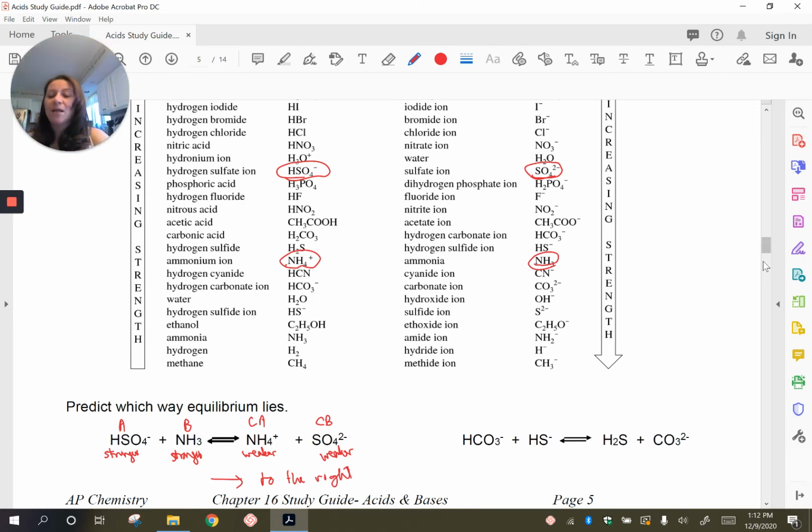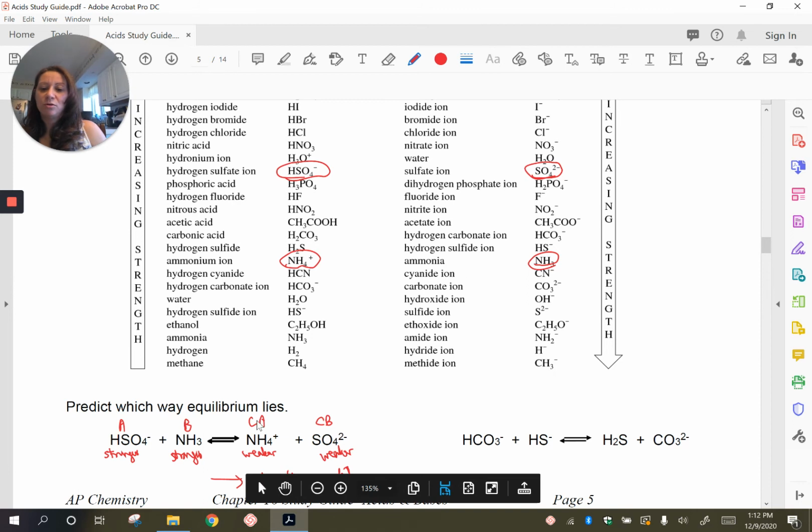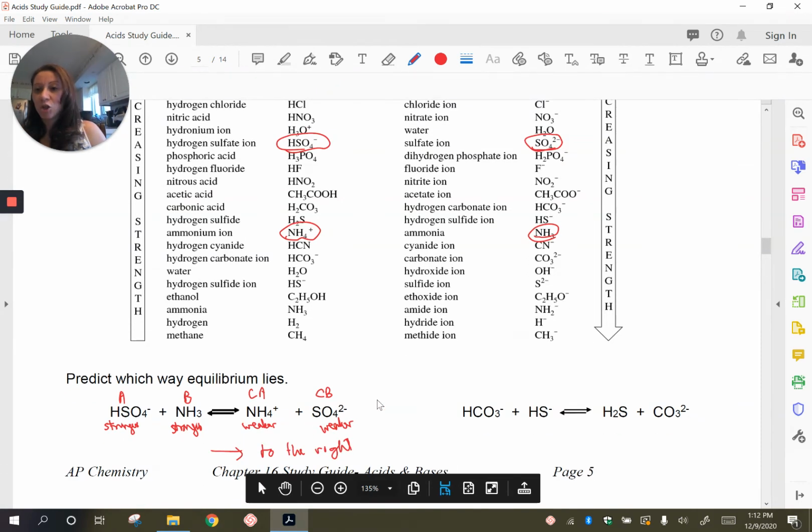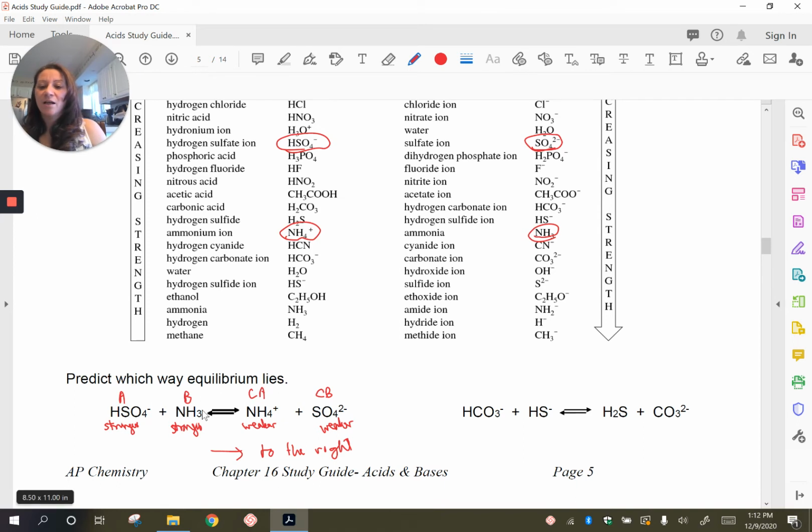What does that mean? That means when you have this reaction, your Keq for this reaction will be higher than 1, right? That means that when you reach equilibrium, you will have more of these in solution than you would these. Your products would be more than your reactants. So you're going to have more of the weaker species, not of the stronger species.